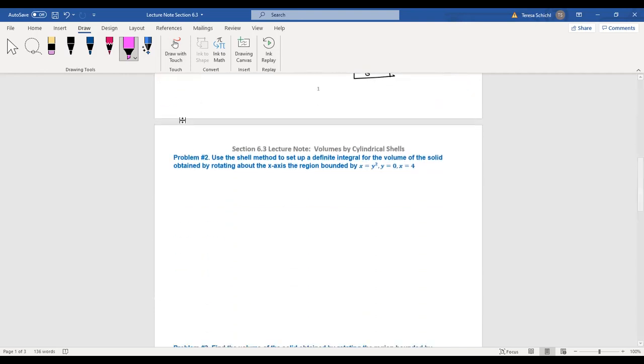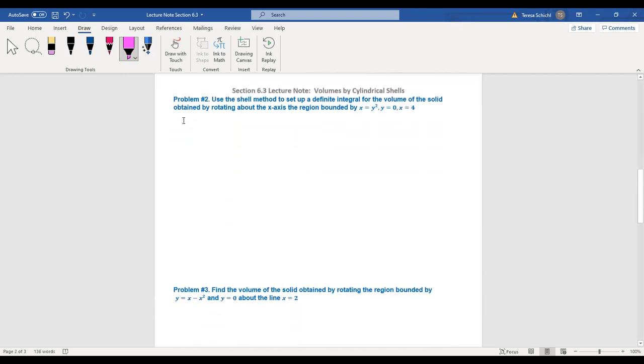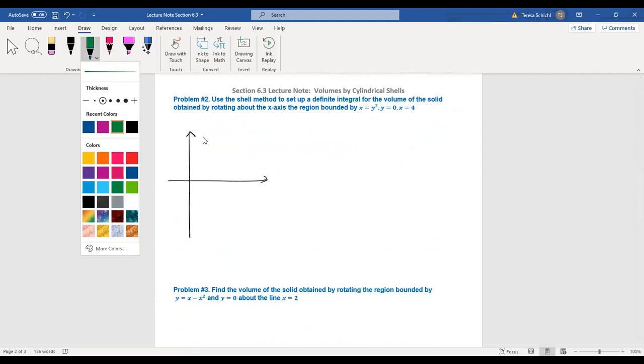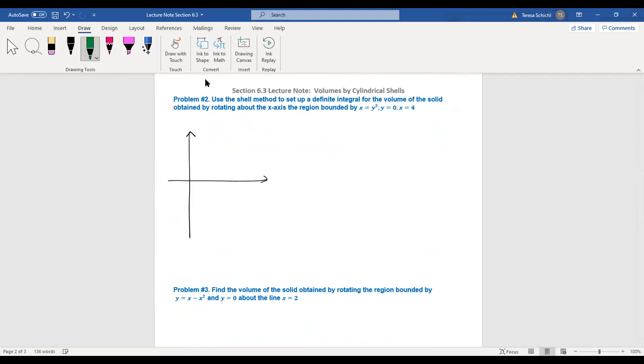Now let's take a look at the second one. Use the shell method to set up a definite integral for the volume of a solid, where x equals y squared. Let's do the same thing: always graph. That will be very, very helpful. So this will be my function, x equals y squared.